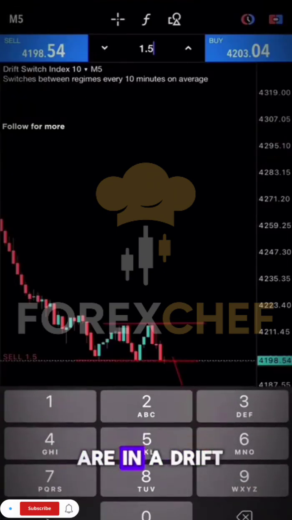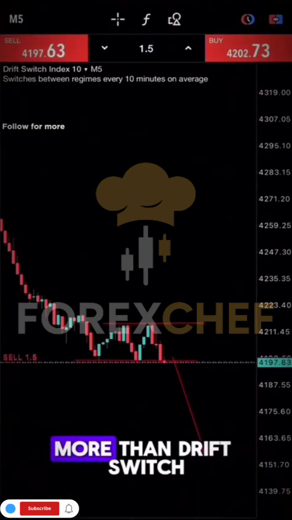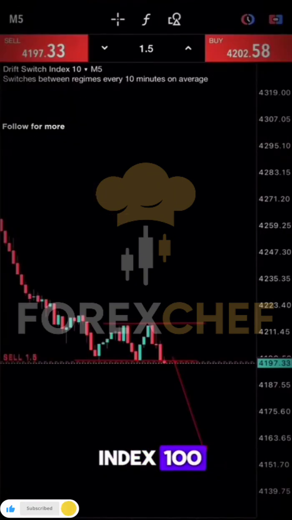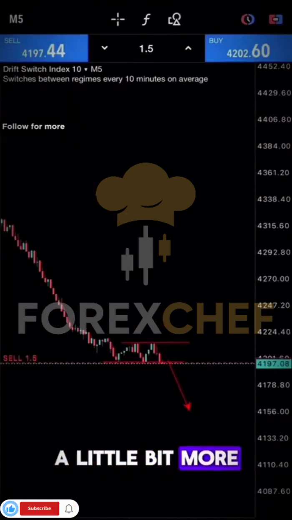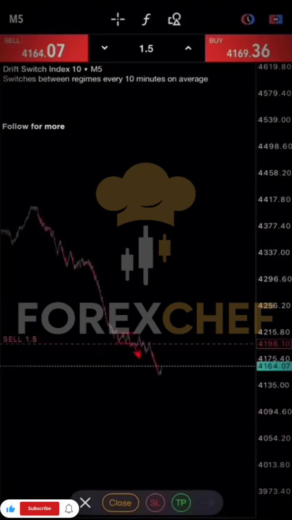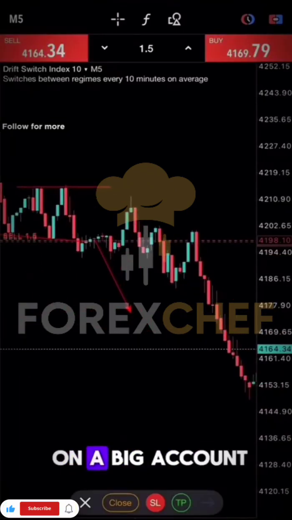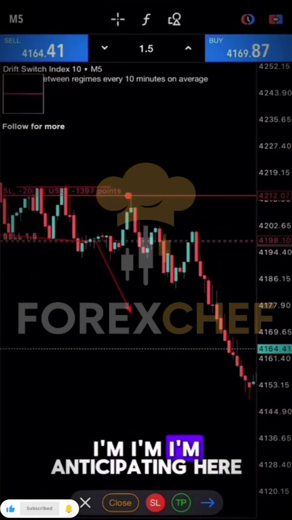So from here we are in a Drift Switch Index 10. Drift Switch Index is a little bit more volatile than Drift Switch Index 100. So here I placed a little bit more positions such that the next entry would go even full again on a big account.